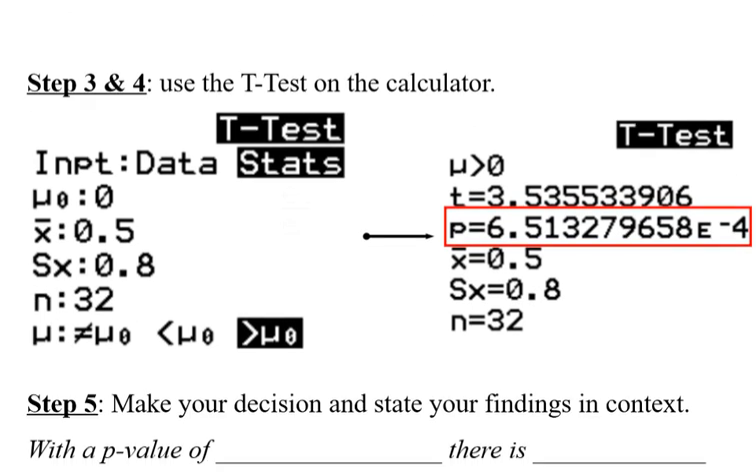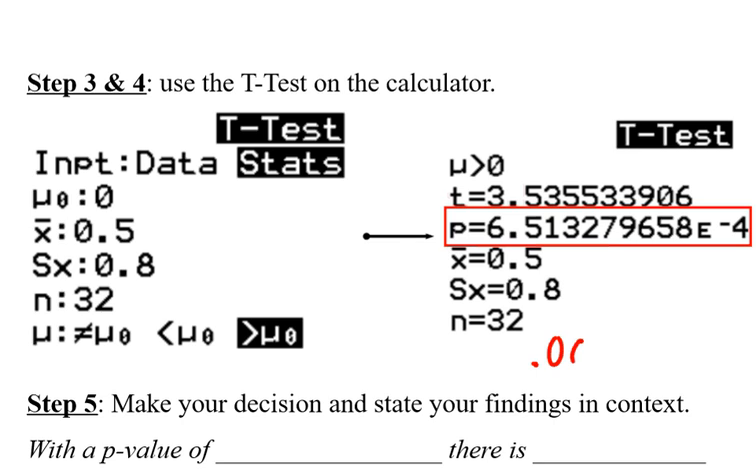So I go to the t-test. The null hypothesis was a mean of 0. Our sample found that the reaction time was 0.5. Is that enough? Is that significantly different? The sample had a standard deviation of 0.8. Our sample size was 32, and our test is a right-tailed test because we're checking to see if it increased the reaction time. So it's a right-tailed, it's greater than. Our corresponding p-value is 6.5 times 10 to the negative 4.